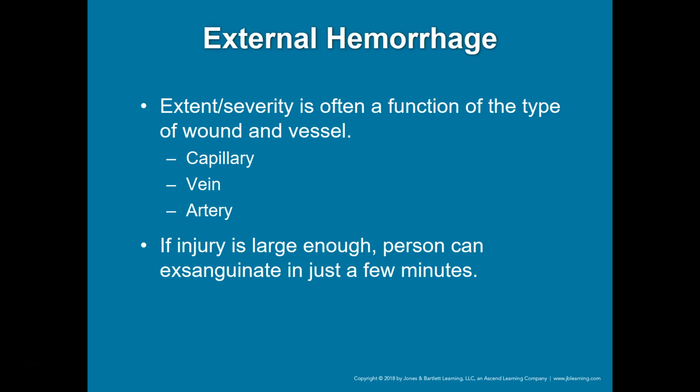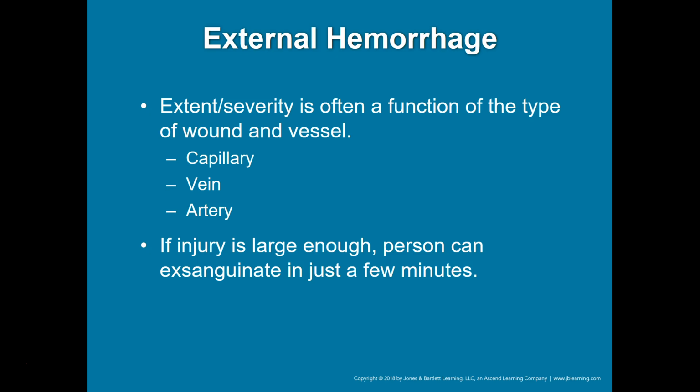These are the ones that require, as we go back, CAB. So we need to control the circulation. We need to control the hemorrhage before we move on to airway and breathing, because an arterial bleed will absolutely have the potential to kill somebody.